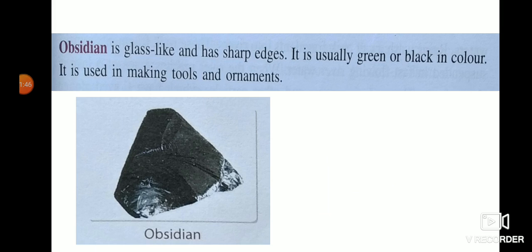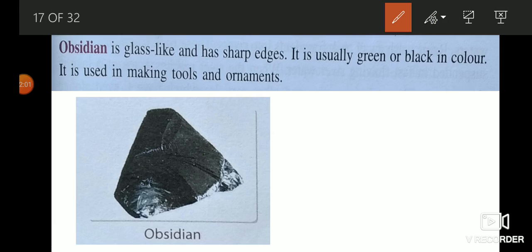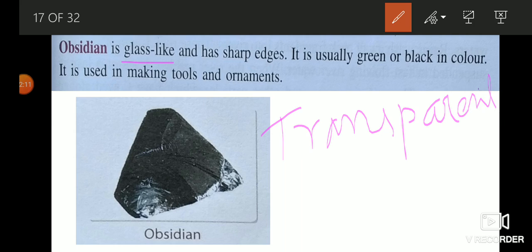The first category of the igneous rocks is obsidian. Obsidian is a kind of igneous rock, and their feature is that they are glass like. That means they are very much transparent. So as they are very much transparent, that is why they look like glass.